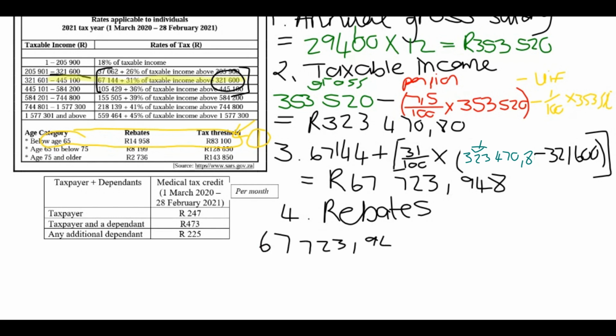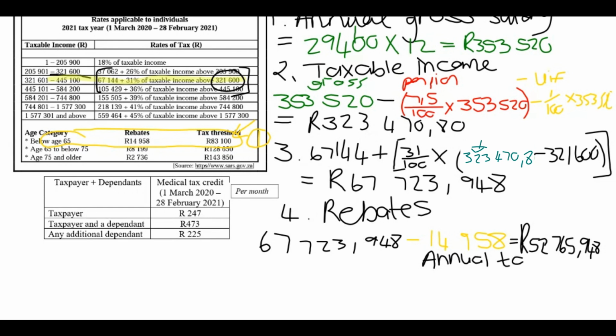and we subtract that primary rebate, 14,958. Okay, and when you get your answer here, you're going to get 52,765,948. Now this amount that you just got is your yearly tax amount, right? So we've been working out our annual tax amount this whole time.